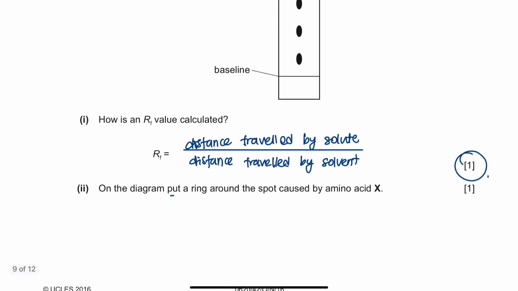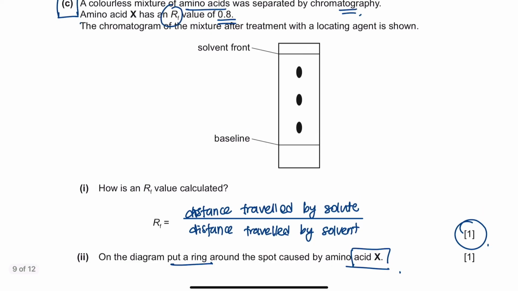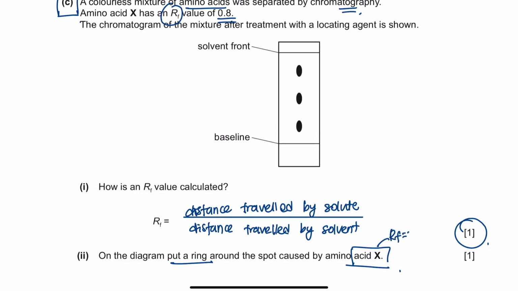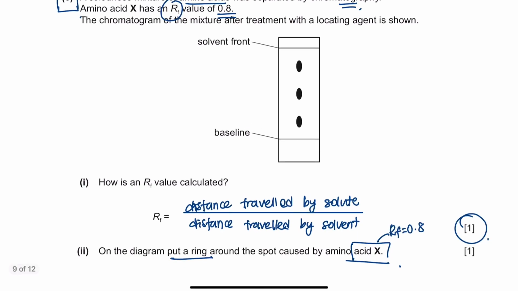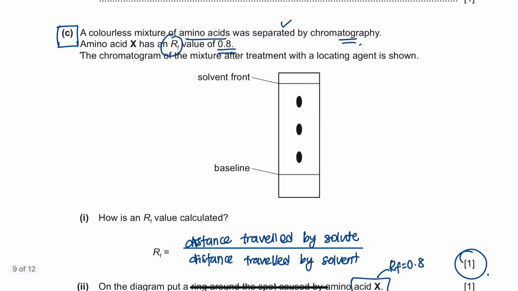They're asking you to put a ring on the diagram around the spot caused by amino acid X. Now, amino acid X has an RF value of 0.8. As you can see on this chromatography paper here, we have 3 different components that have been separated, and we want to know which one of these is the amino acid. So we can determine that by estimating which one would give us an RF value of 0.8.